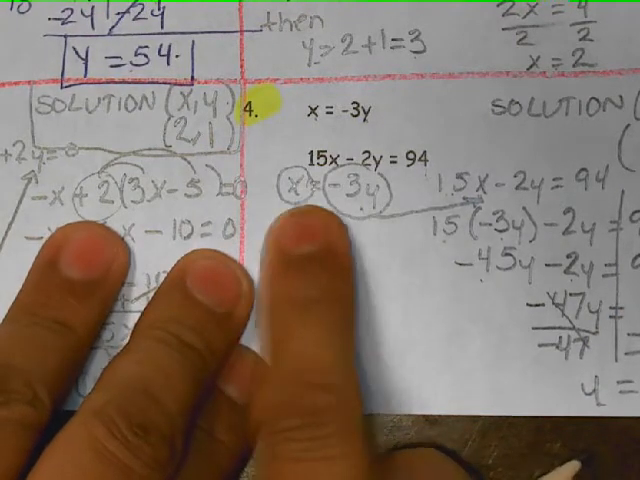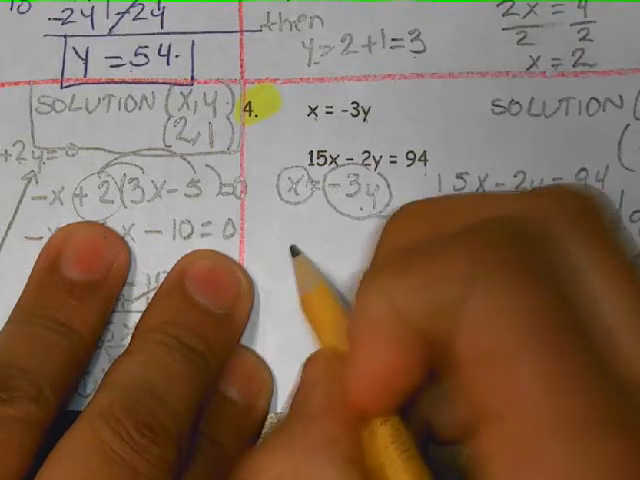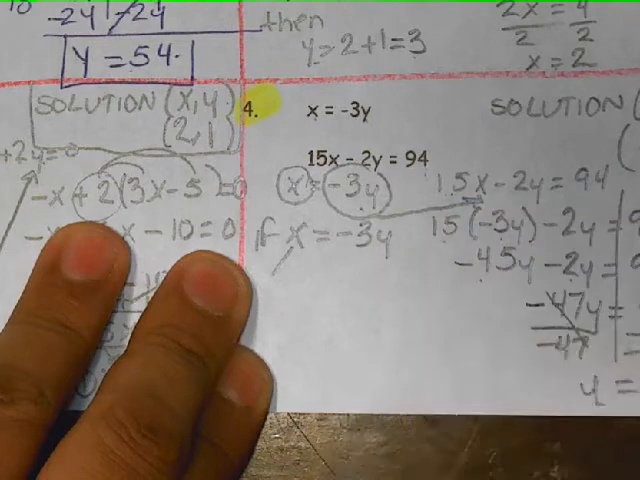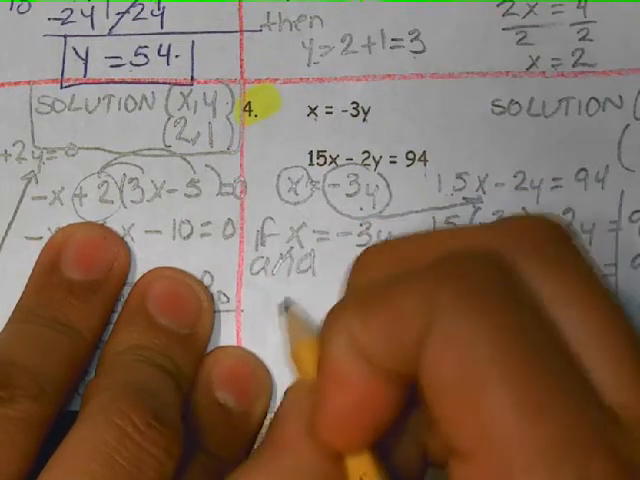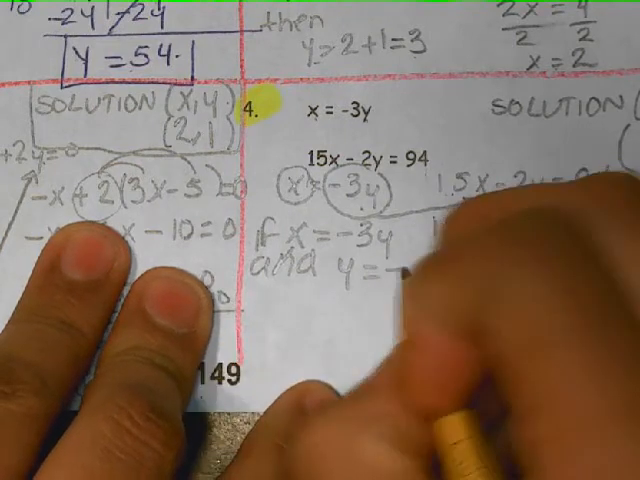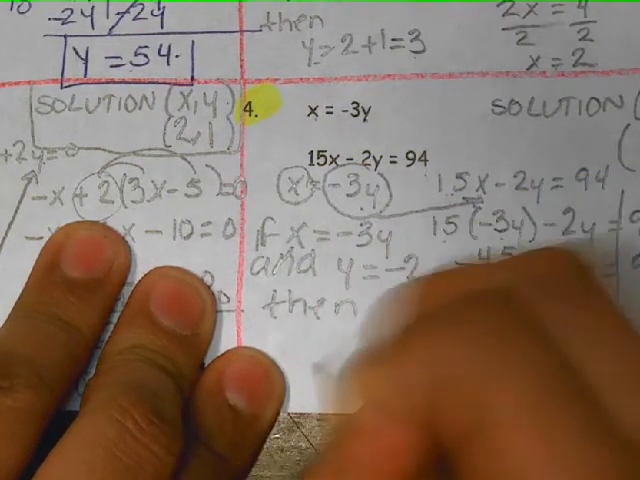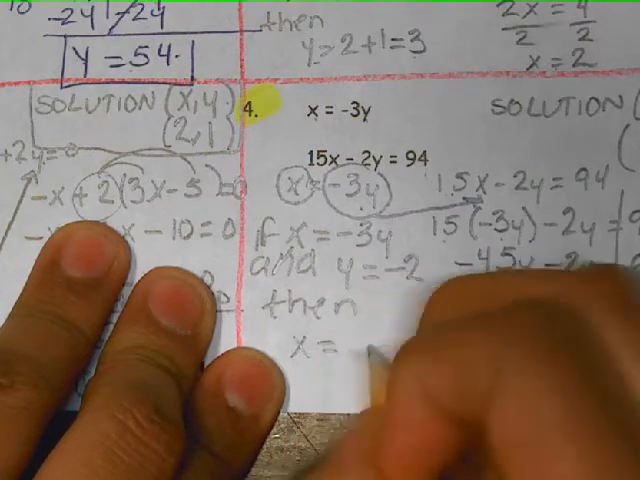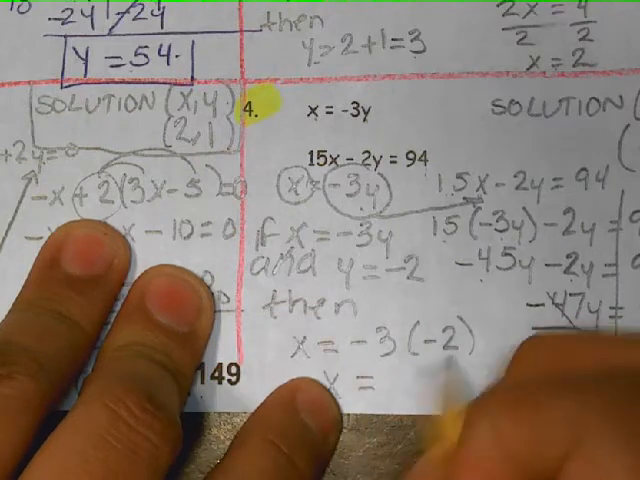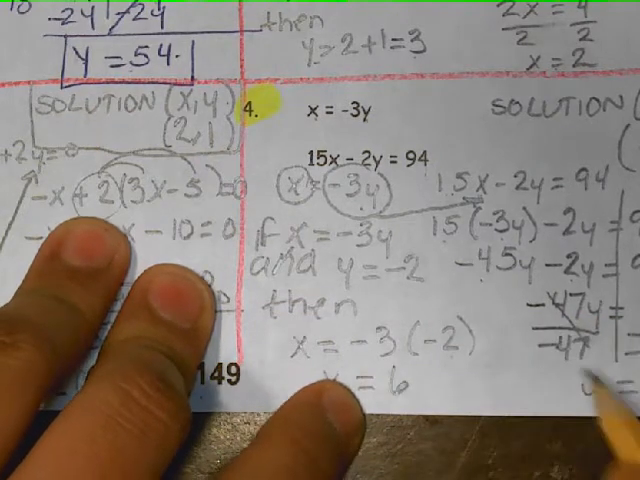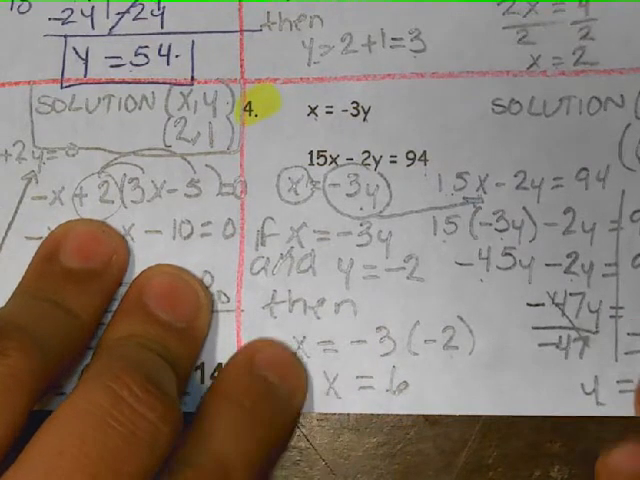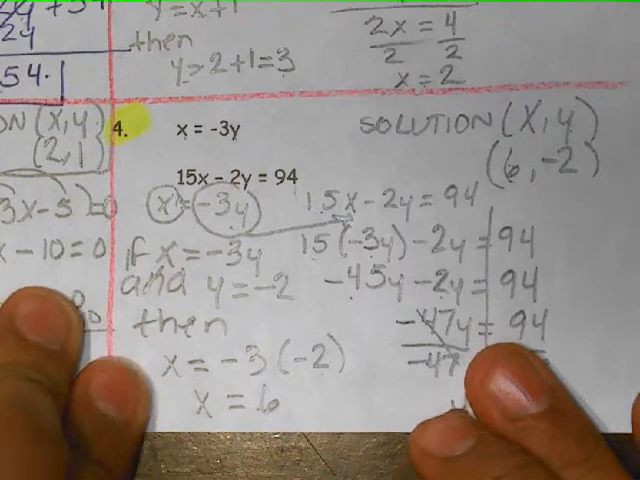We're going to go ahead and use this in the original equation so that we can find how much is x. If x is equal to negative 3y and y is equal to negative 2, then x is equal to negative 3 times negative 2, which means that x is equal to 6. So my solution finally is 6 comma negative 2.